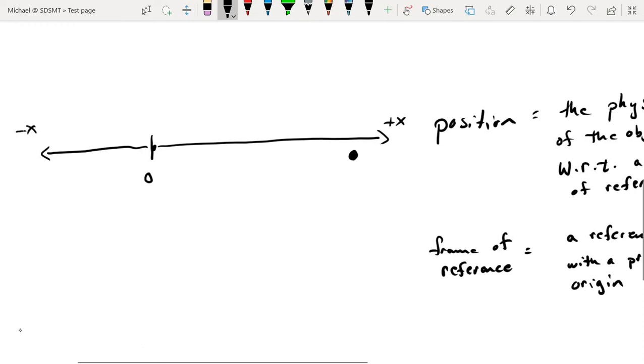Now this number line, I can only travel either to the right or to the left. I can't currently travel up or down or into the screen or out of the screen. I can't do the three-dimensional motion yet. We're going to save that for chapter 4. So right now everything that we're focused on is going to be for one-dimensional motion. So what I have in front of me is a one-dimensional reference frame.